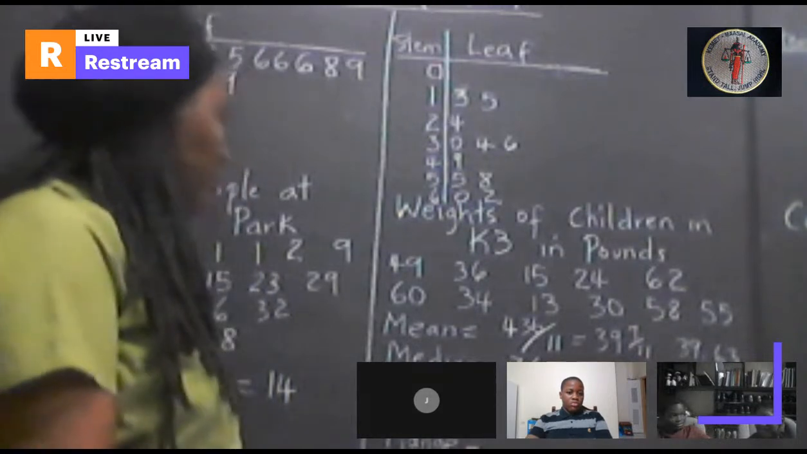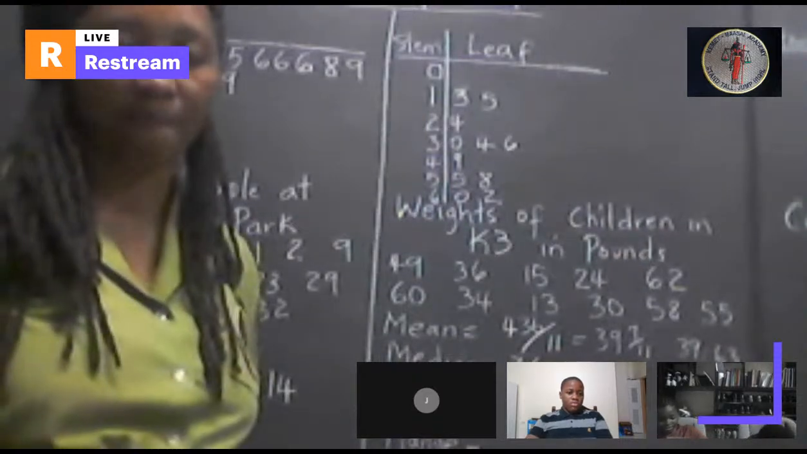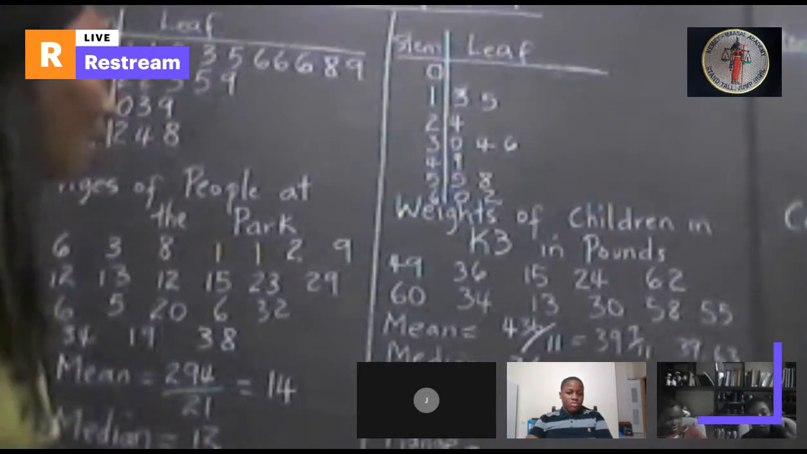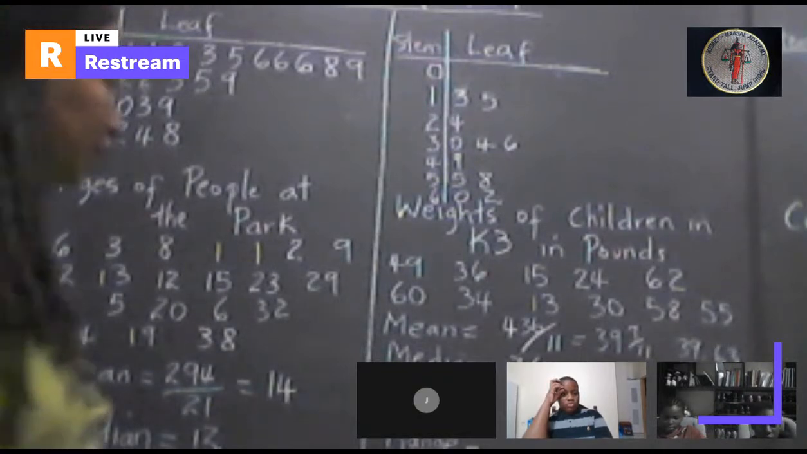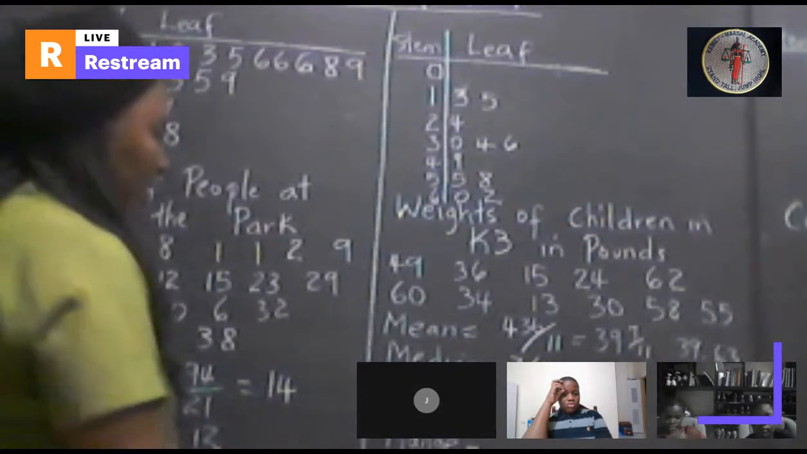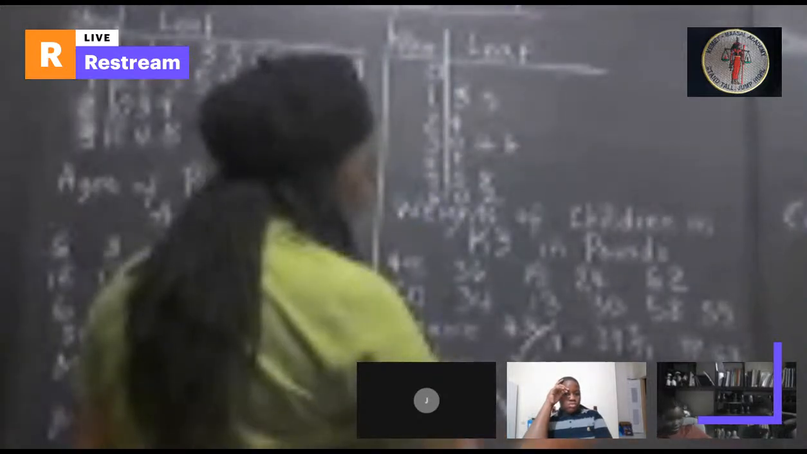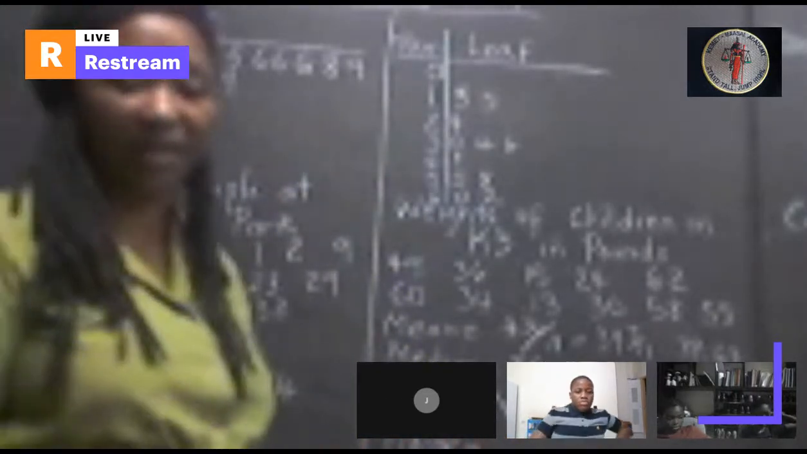The mode is the most frequent one. So which number do we see more than the others? There's no mode, because all the numbers are single digits. So sometimes there is no mode, and that's fine. And the range, how would we find the range?